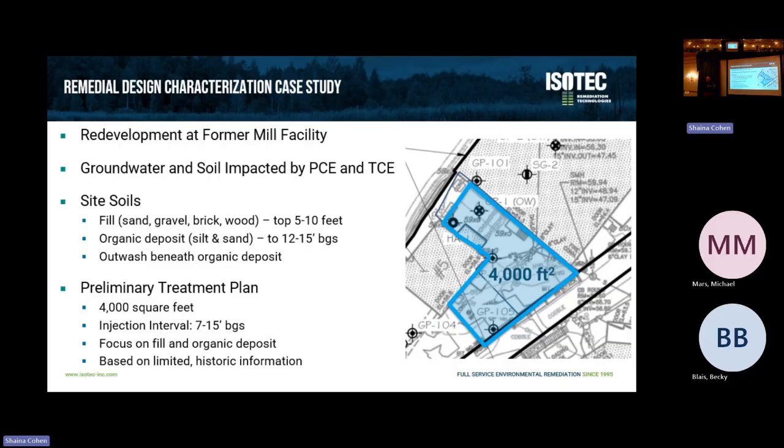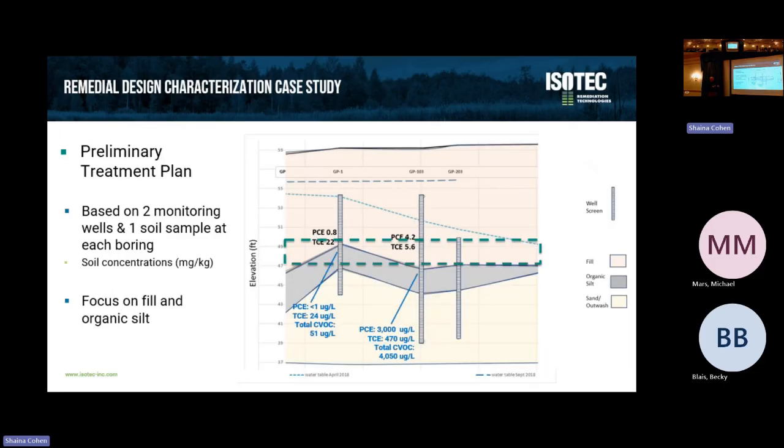But the focus, based on the data, was on this upper fill and organic soil level, and it was about 4,000 square feet. So here was the data that we had when we started: PCE and TCE in soil in milligrams per kilogram. So 4 and 5 and 22 milligrams per kilogram, pretty stout numbers. And then 2 monitoring wells. We can see this one is a 10-foot, we have a 15-foot monitoring well. This one has the highest concentrations of CVOCs. And the blue dotted plan here is really where the remediation zone was going to focus.